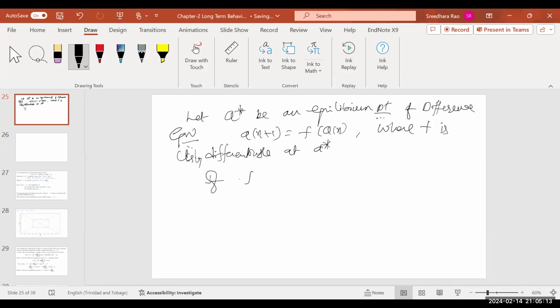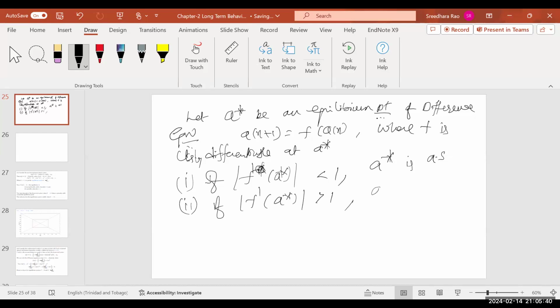So if the modulus of F dash of A star is less than 1, your equilibrium point A star is asymptotically stable. And second one, if the modulus of F dash of A star is greater than 1, your equilibrium point A star is unstable. Of course, there is no information when the modulus of F dash of A star is equal to 1.